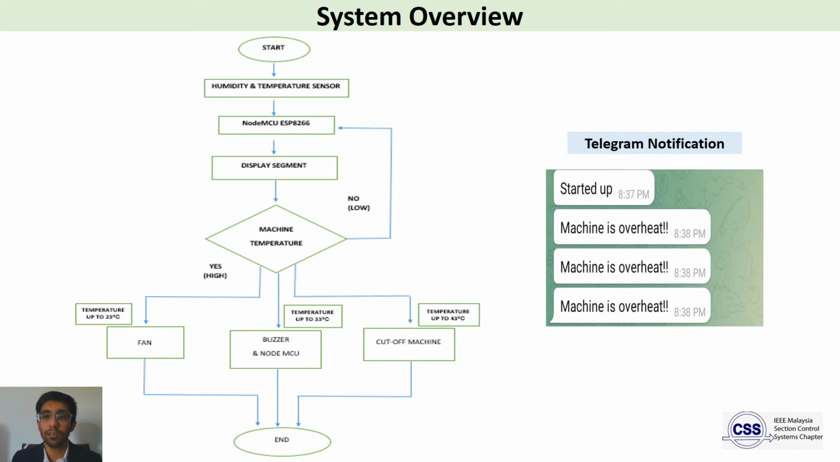If the temperature is low, it will return back to the Node MCU. If it is high, in the 23 Celsius range, the fan will start to activate, which will cool down the system. If the temperature is at 33 Celsius, the buzzer will ring and the Node MCU will send a message to the user. On the right side you can see the message. If the temperature is at 43 Celsius, the relay module will cut off the machine automatically.